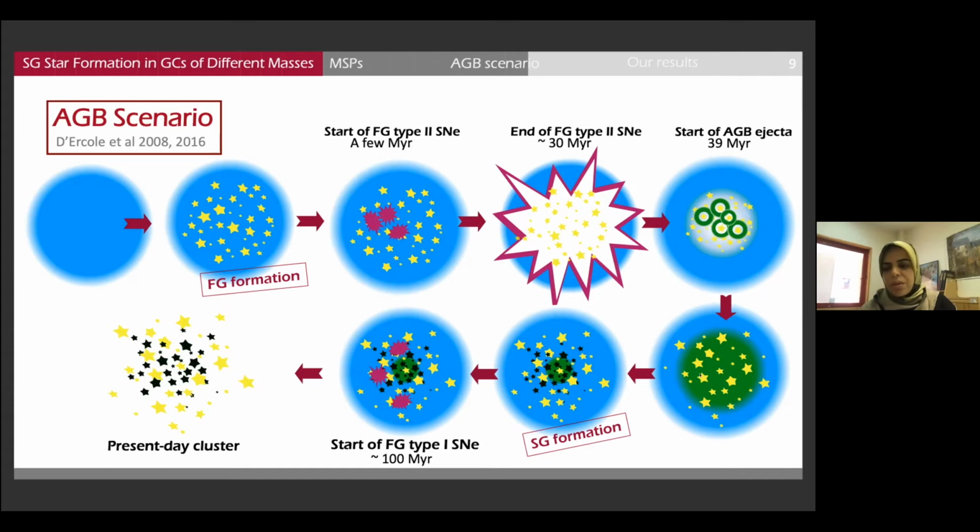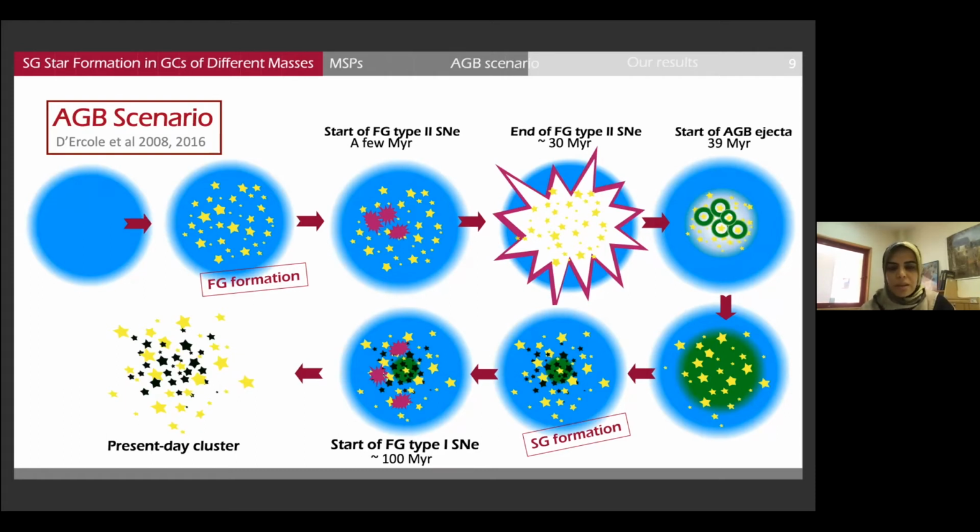These unprocessed gases can be accumulated in the center of the cluster and can cool there. And then finally, second generation stars can form from this mixed gas with different chemical composition. So in the AGB scenario, you assume that at about 100 million years, star formation stops again, which is the start of first generation type 1 supernovae. And I think Elena, our next speaker, will discuss this section more and present their nice result.